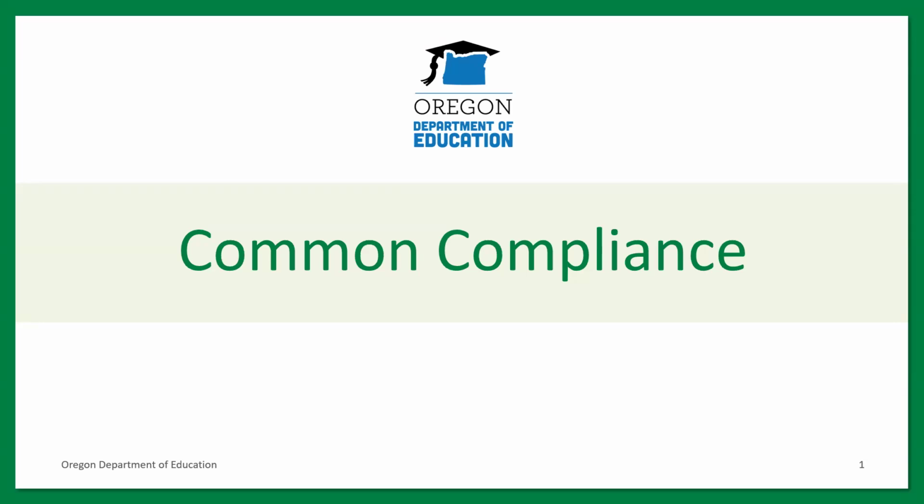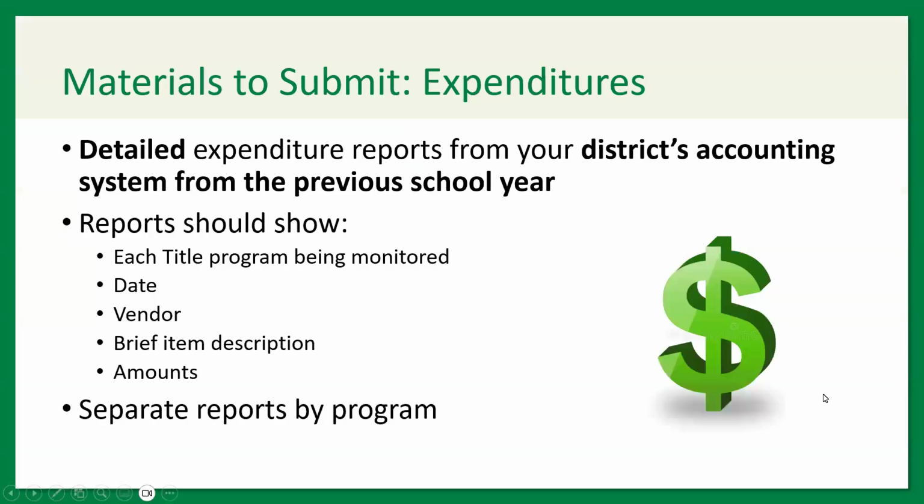Materials to be submitted for Common Compliance are fiscal in nature and fall into three categories: expenditures, inventory, and time and effort. Part of ESEA monitoring is ensuring that federal funds are spent in alignment with the district's approved plan. In order to accomplish this, districts submit detailed expenditure reports, which reviewers then compare to approved SIP budget narrative applications for each funded program. Districts are asked to submit separate expenditure reports for each program to facilitate an easy review.